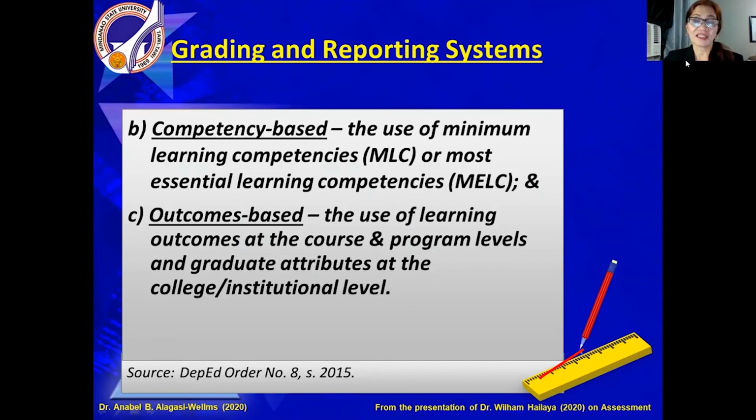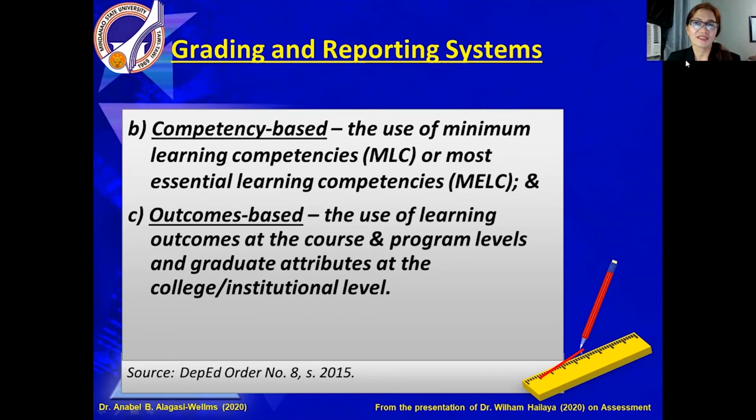So aside from the standards that we have that you could follow, we also have what we call competency-based. This is the use of minimum learning competencies, or MLC, or most essential learning competencies. This time, during the pandemic, we use the most essential learning competencies. So whatever is set by the Department of Education, if you would like to use the competency-based assessment, you can use that. So aside from the standards-based, you can also use competency-based. Another is outcomes-based. This is the use of learning outcomes at the course and program levels and graduate attributes at the college or institutional level.